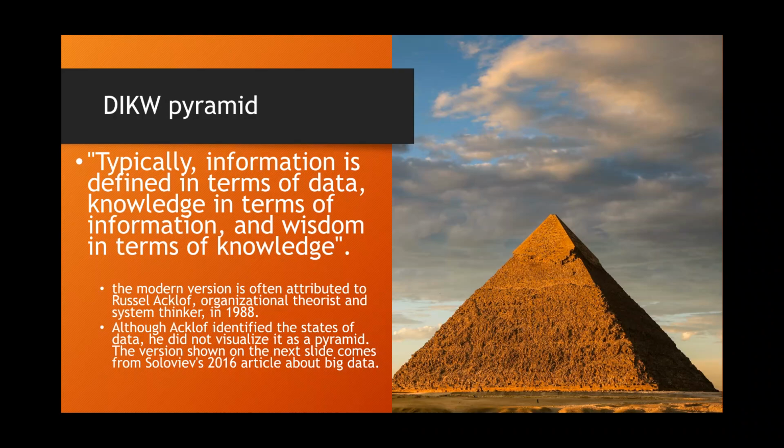And so in this model, typically information is defined in terms of data, knowledge is defined in terms of information, and wisdom in terms of knowledge. So it's more of this interconnection that you expect: the bottom layer being data, and then you define how that becomes what is called information, and from information, knowledge, and then from knowledge, wisdom.